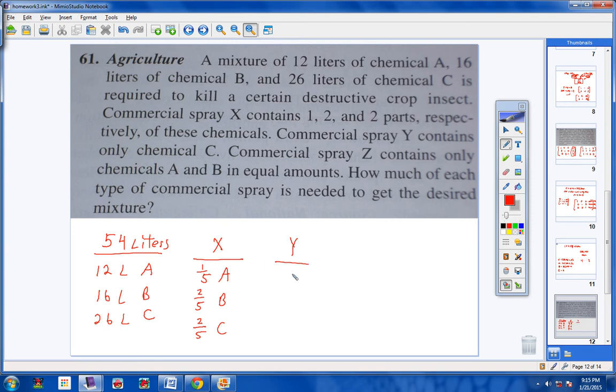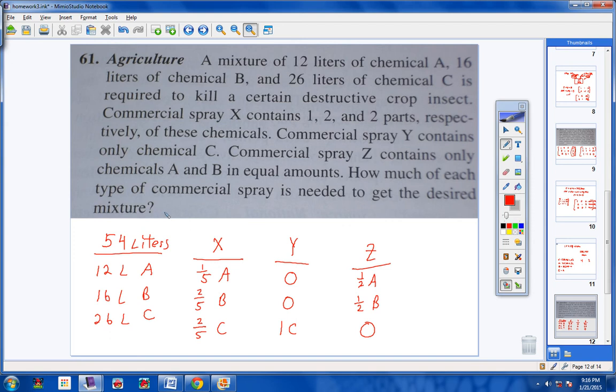If you buy commercial spray Y, it contains only chemical C, only. So I'm going to put a 0 for the A, 0 for the B. I'm going to put 1 for the C. It's not 1 liter, just 1 unit. It's 1 whole amount of all C. Now, spray Z has only A and B in equal amounts. So it's 1/2 A and it's 1/2 B. Half and half. C is 0. Now, how much of each type of commercial spray is needed to get the desired mixture?